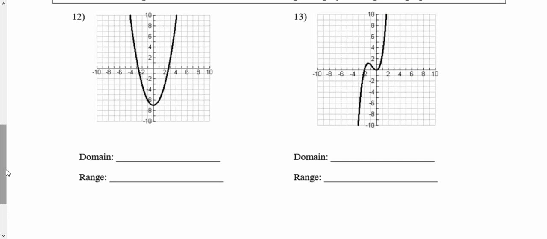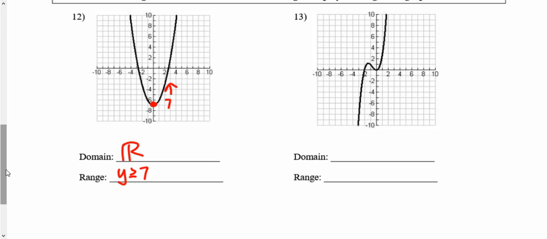Okay, so now domain and range. So this first graph is a quadratic, so that should feel pretty comfortable. Your domain, how far to the left and right. Quadratic has a domain of all real numbers. The range is everything above this point. So remember, range goes with y. So the y value of that point is 7, and it's everything above 7. So we would say y is greater than or equal to 7.